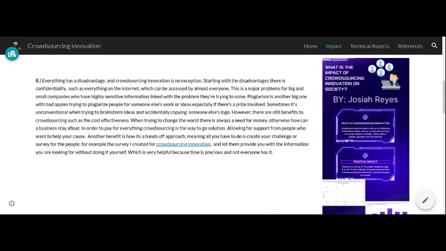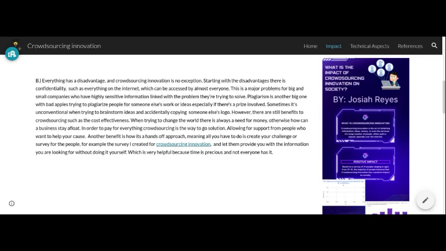Going on to the next question, advantages and disadvantages of crowdsourcing. Two of the main disadvantages are that your crowdsourcing survey, whatever it is, can be accessed by almost everyone online, which is a major problem for security reasons, such as for big companies and small companies that have very secretive information that shouldn't go out. And plagiarism is also very important. Plagiarism can really hurt companies, like get them sued and stuff.